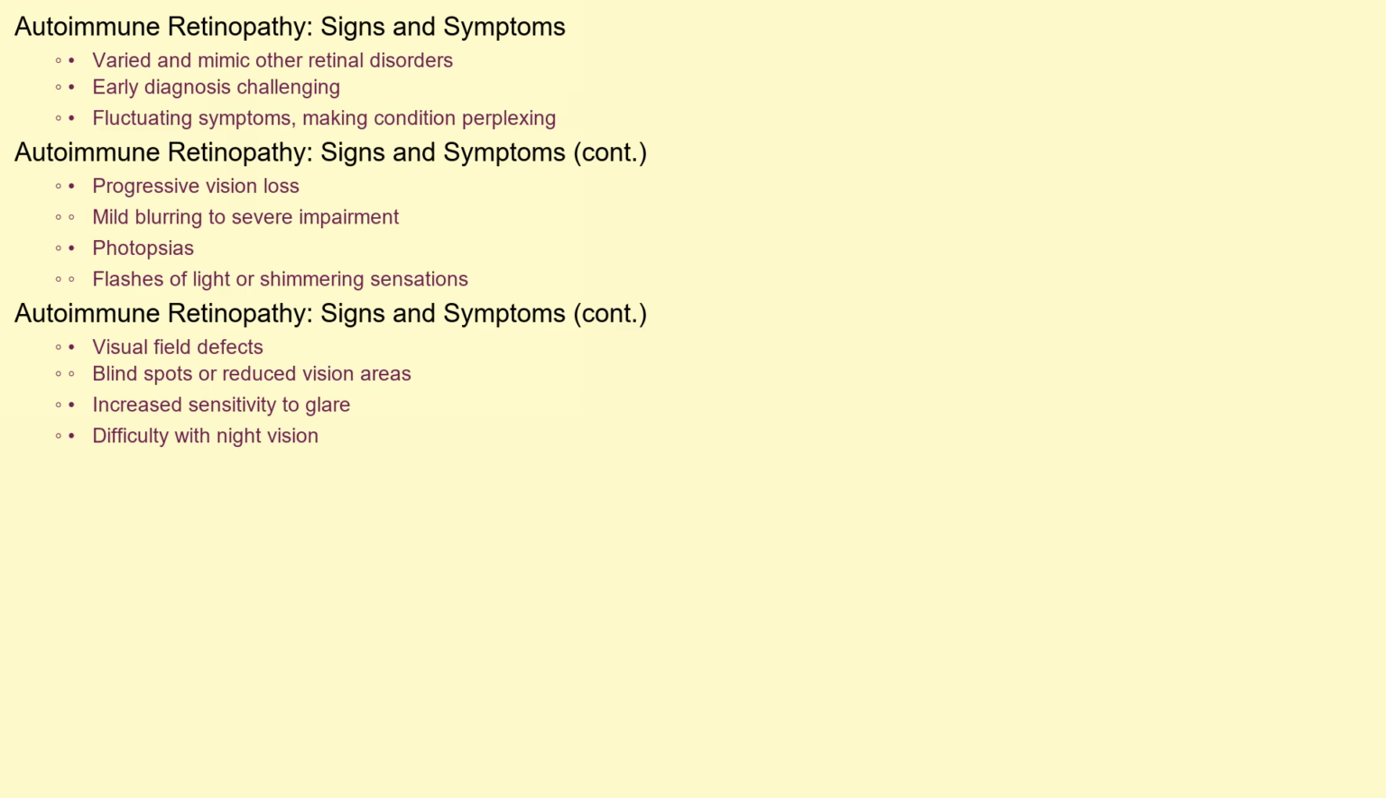The signs and symptoms of autoimmune retinopathy can be quite varied and often mimic other retinal disorders, making early diagnosis challenging. Common symptoms include progressive vision loss, which can range from mild blurring to severe impairment. Many individuals experience photopsias, which are flashes of light or shimmering sensations, even in the absence of external light sources. Another common symptom is visual field defects, meaning blind spots or areas of reduced vision in specific parts of the visual field. Some individuals also report increased sensitivity to glare or difficulty with night vision. The specific symptoms and their severity can fluctuate, making the condition even more perplexing.